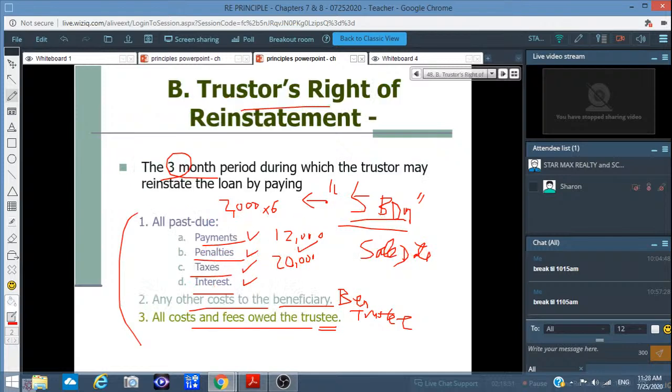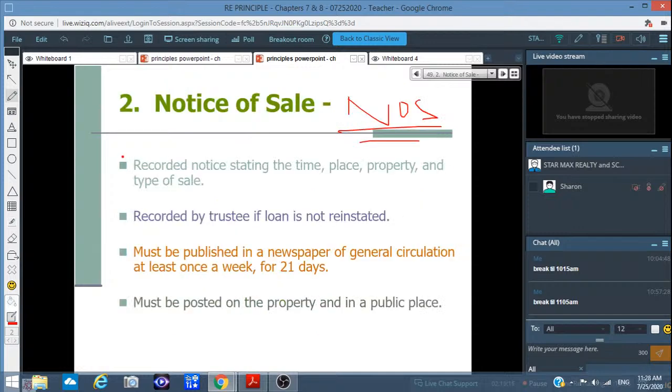So let me explain in Chinese, okay? 如果你5天工作天之前呢赎你的房子的话，right？你6个月没有付 payment，所以2000块的 payment 的话，你乘6个月是12000，OK？其他的费用、罚金、税啊等等的，OK？都有8000块，OK？总共2万块。Okay, so notice of sale recorded notice stating the time, place, and property, and type of sale. Okay, recorded by trustee if loan is not reinstated by that time.